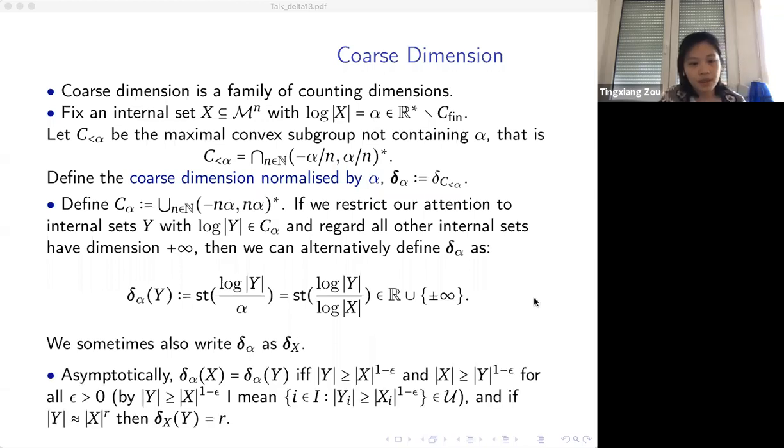So if you translate to the finite case, actually X and Y have the same coarse dimension with respect to alpha if and only if, for every epsilon bigger than zero, the size of Y is bigger than or equal to the size of X to the power of one minus epsilon. And the other direction also holds: the size of X is also bigger than or equal to the size of Y to the power of one minus epsilon.